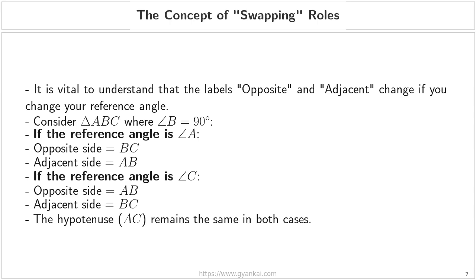Now, don't let that confuse you. Notice that one thing stayed exactly the same. The hypotenuse, which is side AC, remains the same in both cases. It never moves because it is always anchored opposite that 90-degree angle. As we move to the next slide, we will look at some common pitfalls to ensure you don't get tripped up when these labels start swapping around.